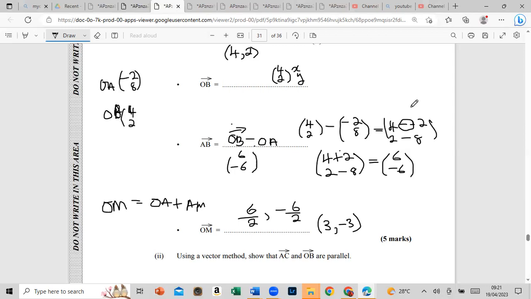OA was what again? It was negative 2, 8, plus AM, which is 3, negative 3 that we just calculated. So our final answer would be negative 2 plus 3, that's 1, and 8 minus 3, that's 5. So that would be OM.